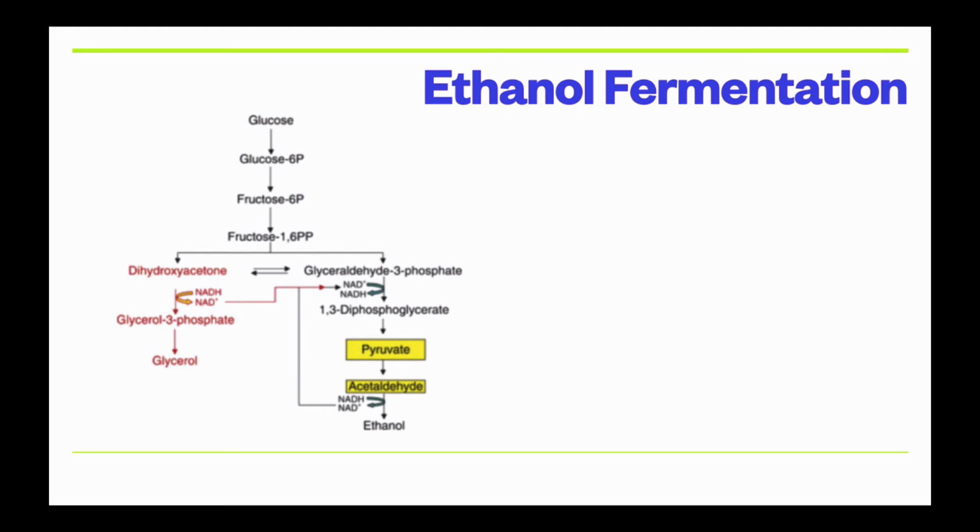Now, if we focus on ethanol fermentation, don't be intimidated by this. Let's just look at what you need to know. Ethanol fermentation basically takes a glucose molecule as the initial substrate, does some stuff to it, and down at the bottom produces ethanol. Now, as that's happening, if you look at this pathway right here, as ethanol is being produced, NAD plus is being regenerated, and the NAD plus is needed to keep glycolysis going.